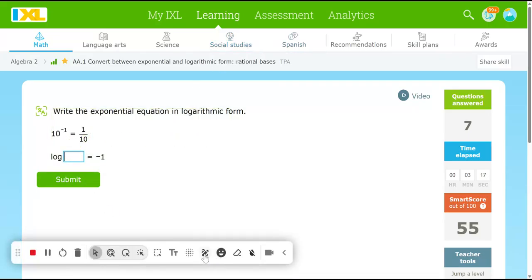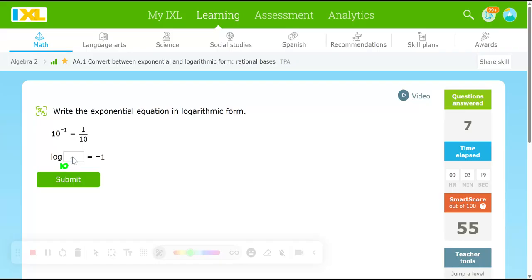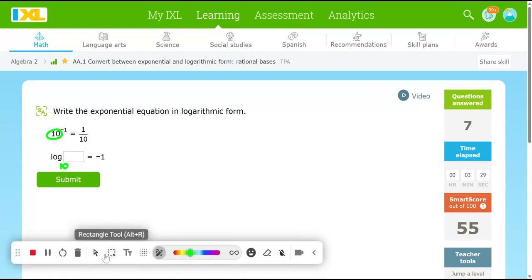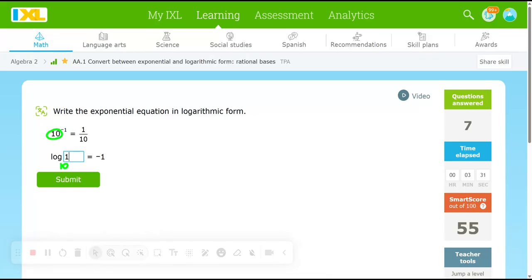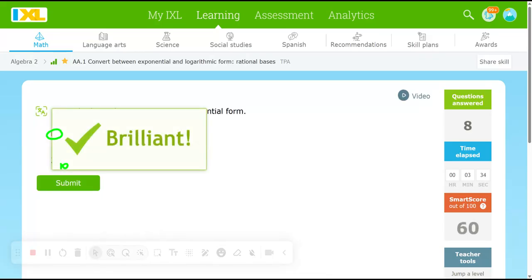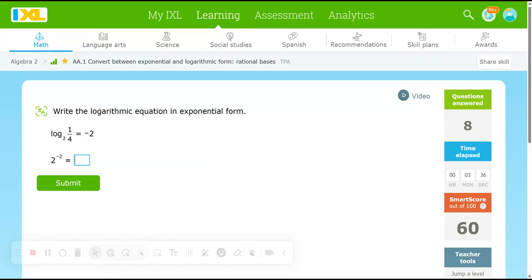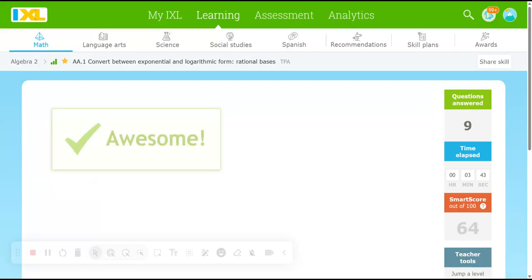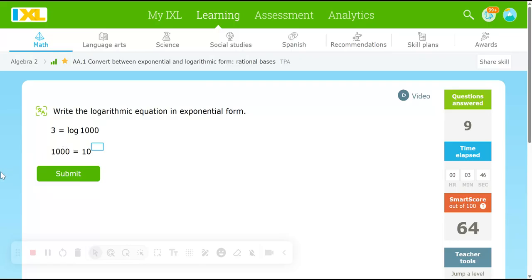Again, if you don't see the base, it's a hidden number 10. So the base of the exponential is the base of the log. So negative 1 over here. Therefore, the empty box has to be 1/10. Voila. Now 2 power negative 2 had to be 1/4. Here we go. And now clearly 1,000. It should be 10 power to the 3.